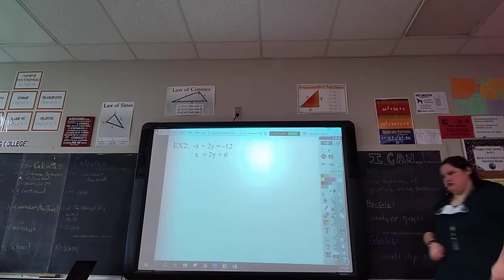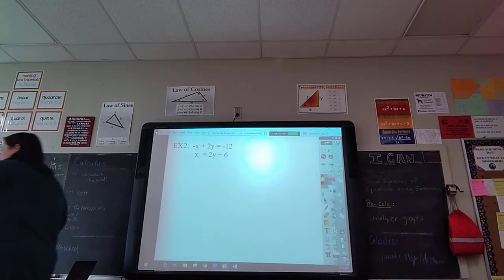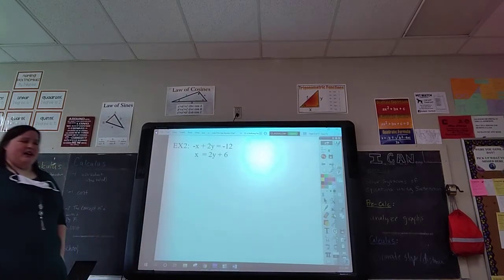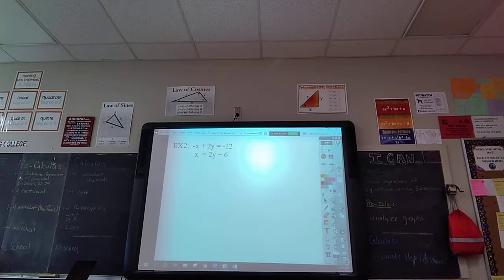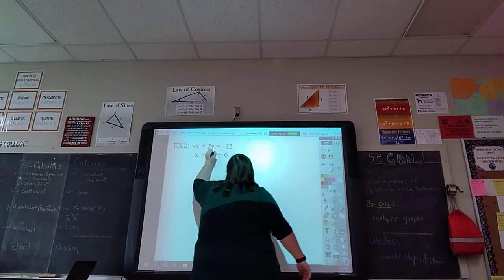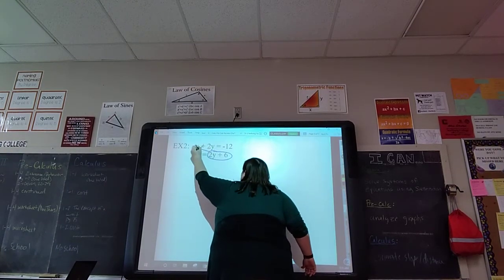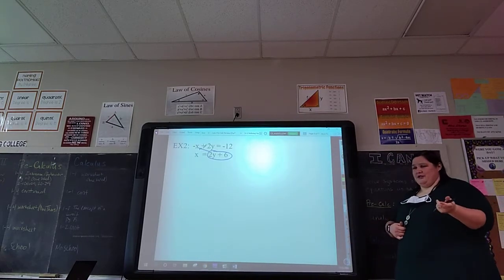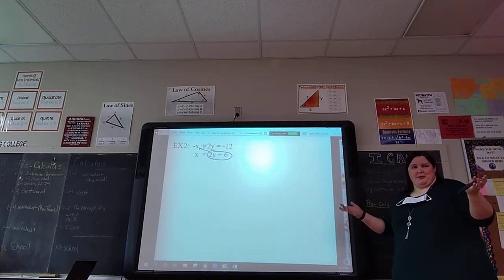So let's look at the next one. Sometimes the first step is already done for you, okay? If you look at that second one, what do you notice about that equation? X is already by itself, okay? So I don't have to worry about rearranging anything this time because that second equation already has x by itself. So I can take its expression, this 2y plus 6, and plug it into that top equation, okay? So sometimes you don't have to do that first step because one of the equations already has one of the variables by itself.